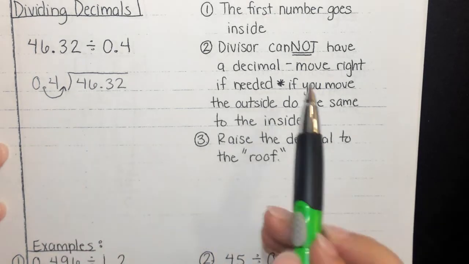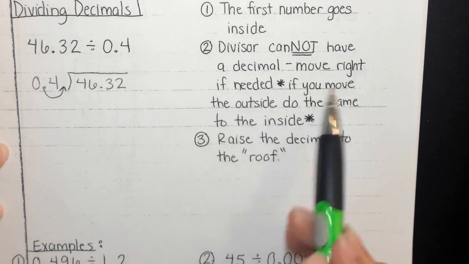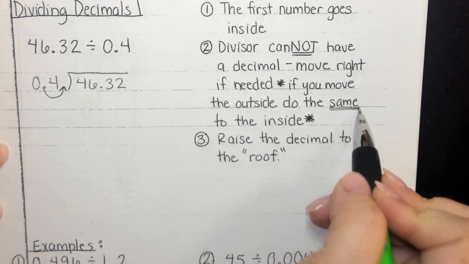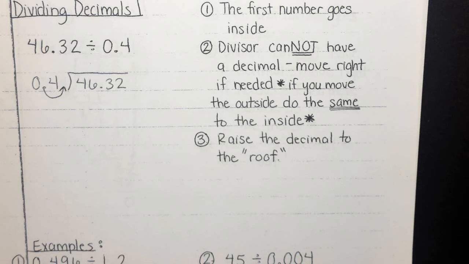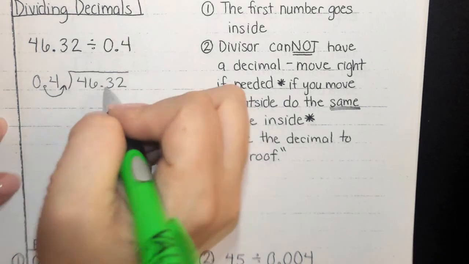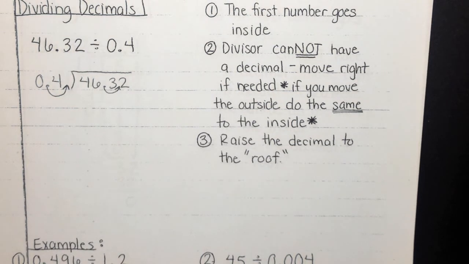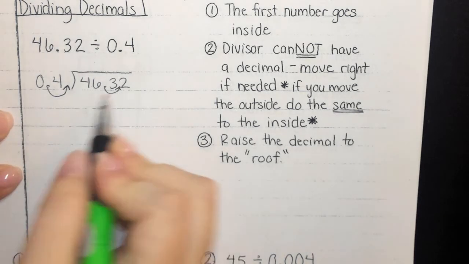Now, let's pay attention to what it says right here with the star. It says, if you move the outside, do the same to the inside. When it says same, what does that mean? Do the same. How many times did I move it? Once. So how many times am I going to move it on the inside? Once. You have to make sure they match. Everything in math is kind of like a seesaw or one of those balance scales. If I do it to one side to keep them balanced, I do it to the other. We always want them on the same level. We don't want anyone stuck up in the air dangling up there. Are we good? All right.